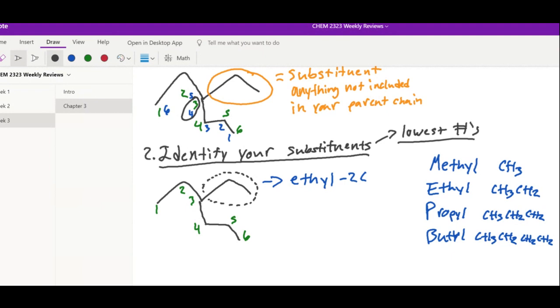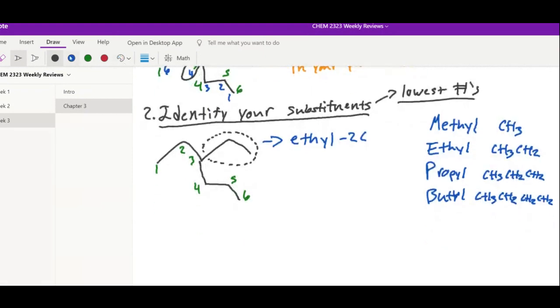So to name this, we always start off with our parent chain. So 6, so that means it's hexane. Hex is because it's 6, ane because it's single bonds. Okay? If there's a double bond in here somewhere, it'll be hexene.